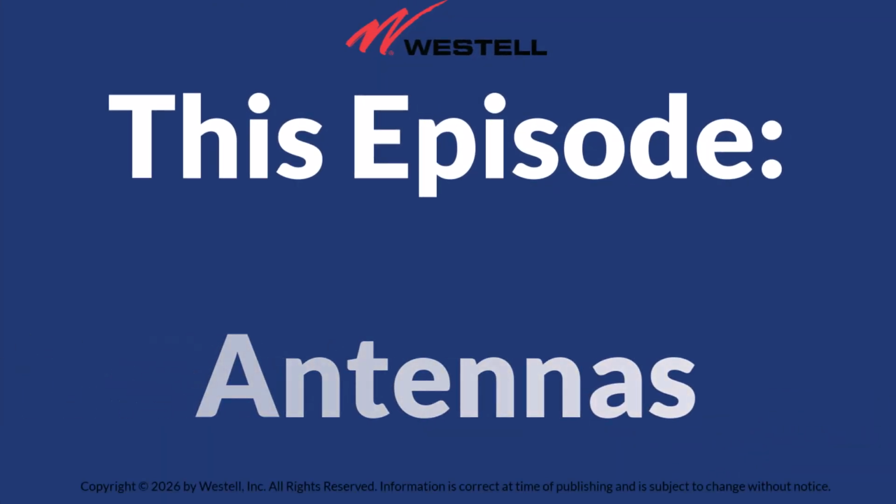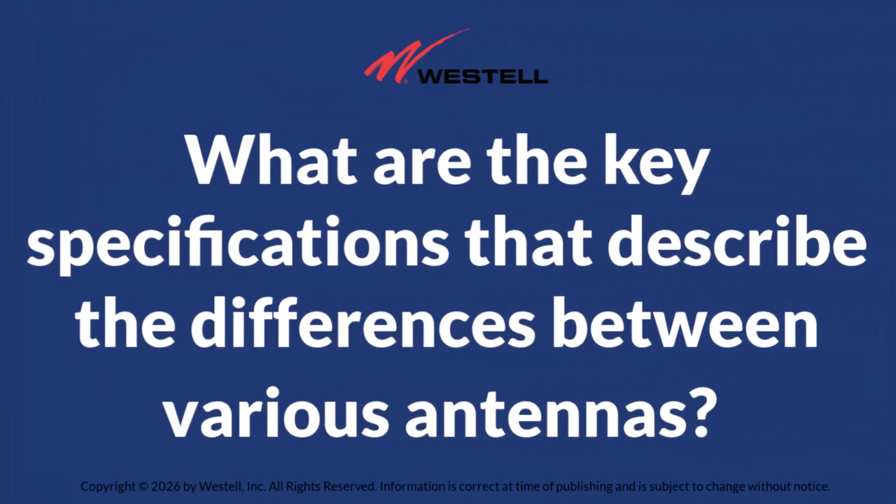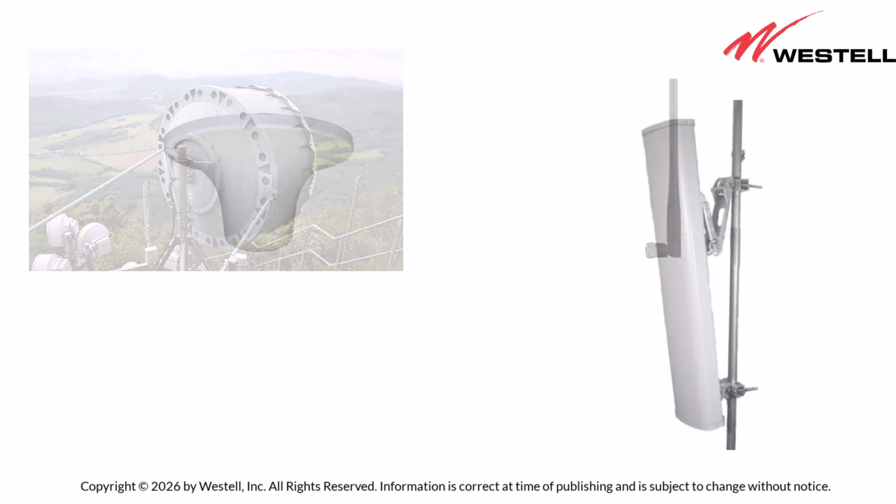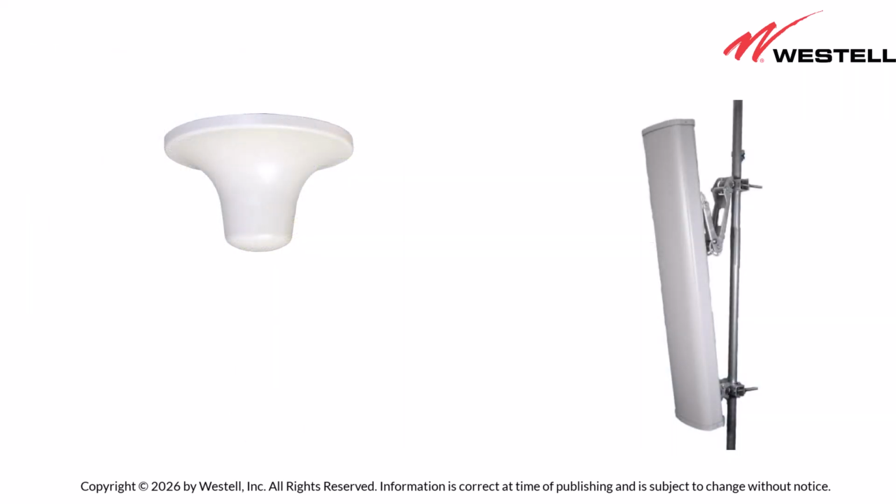In this episode, we'll discuss antennas. What are the key specifications that help describe the differences between various antennas? There are many types of antennas, each suited for different uses. In this episode, we'll focus on the kinds of antennas used in public safety and cellular systems.